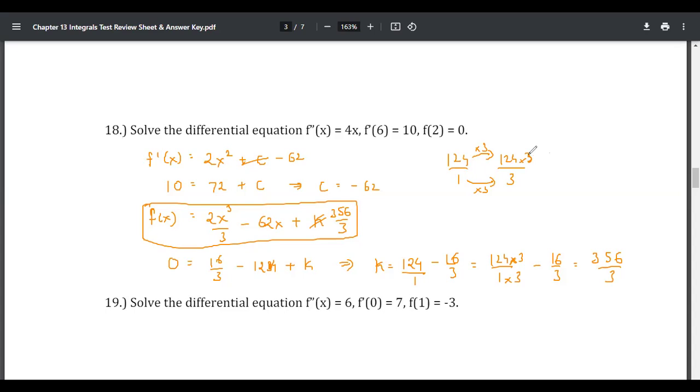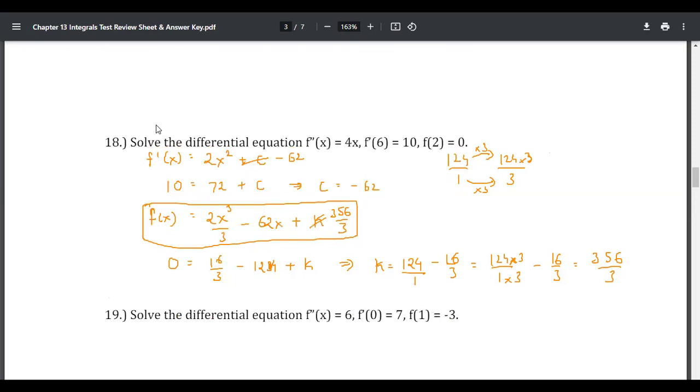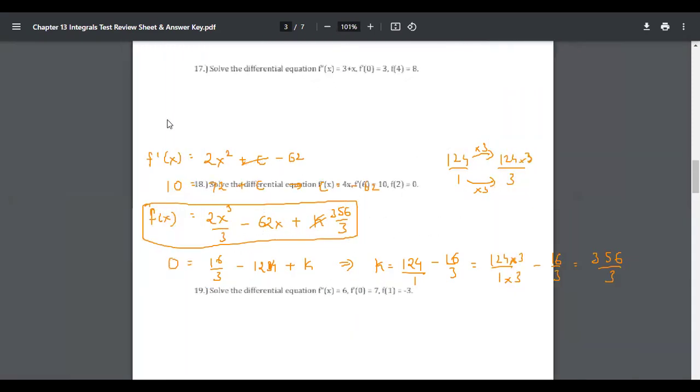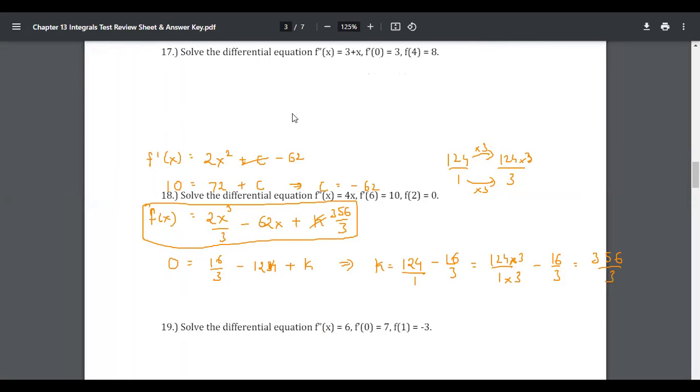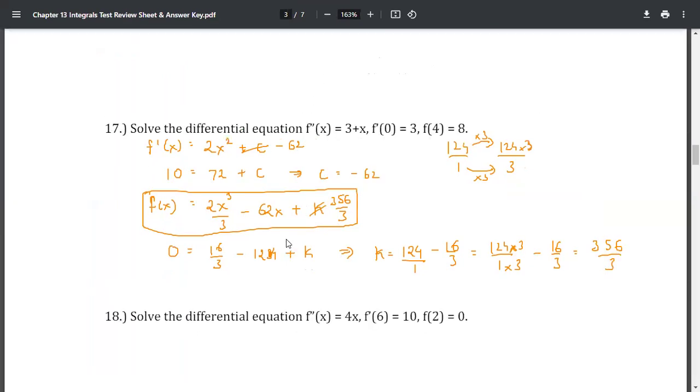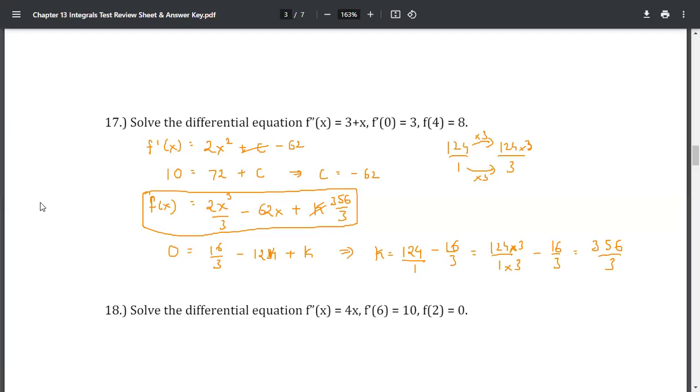I want to do another one of these. Yes. Let's do either 17 or 19, whichever you like. Question 17. Okay, let's go to 17. Okay, this one. Yes.